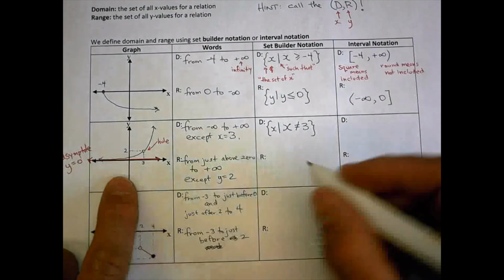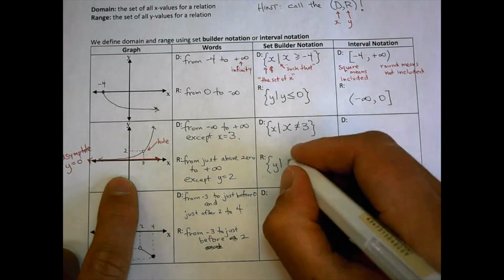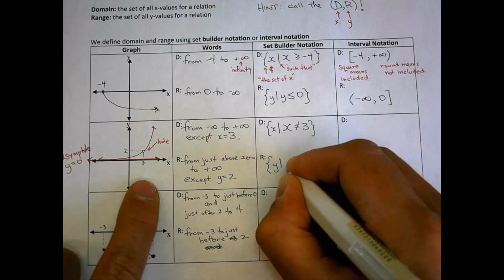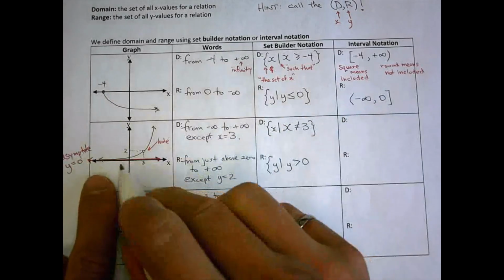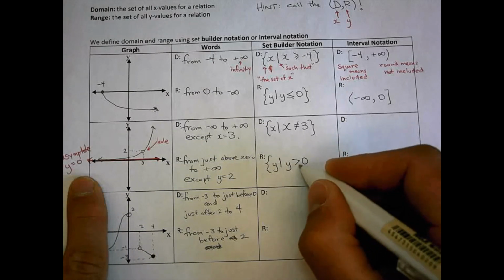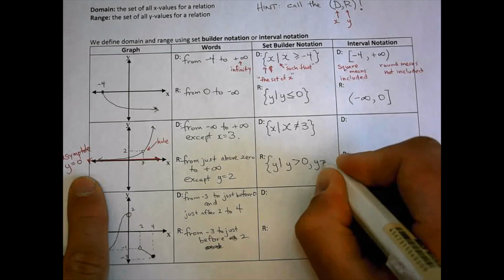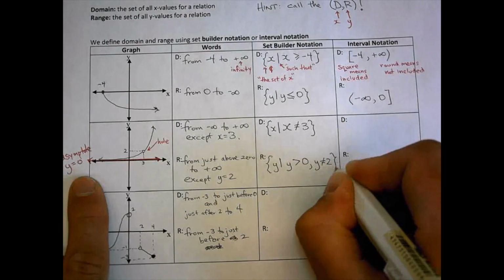For the range, we know we're dealing with the y's such that the y's have to be greater than 0. It does not include 0, so I don't put the equal to 0 because that's not part of it. We also know that y cannot equal 2, so I put a comma and put that restriction as well.